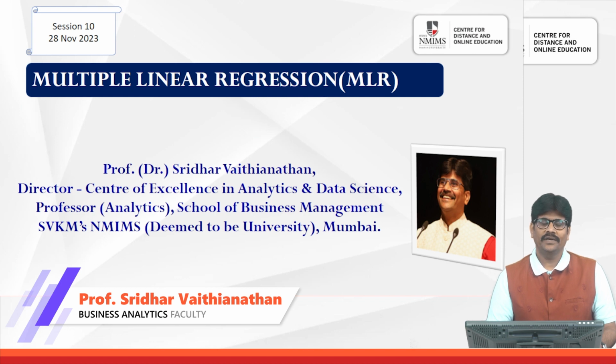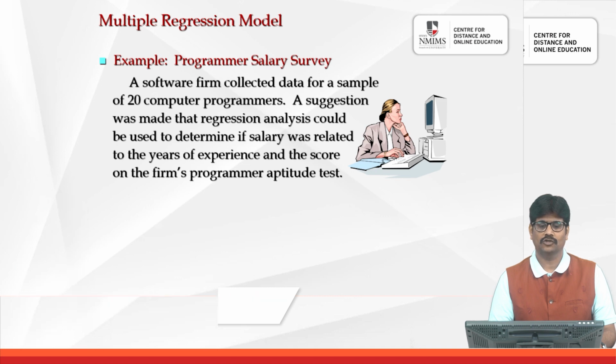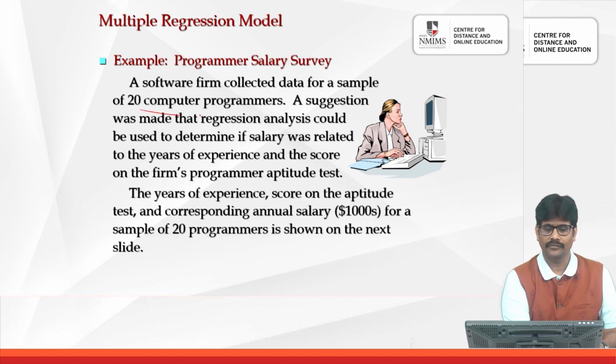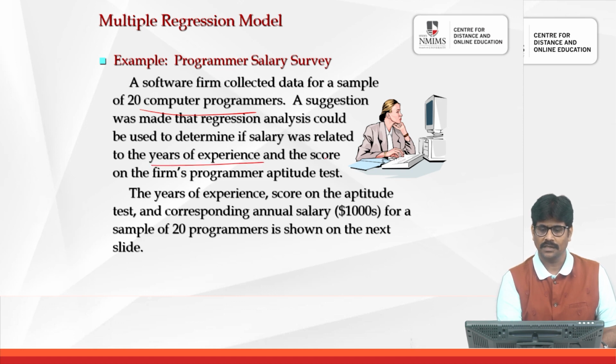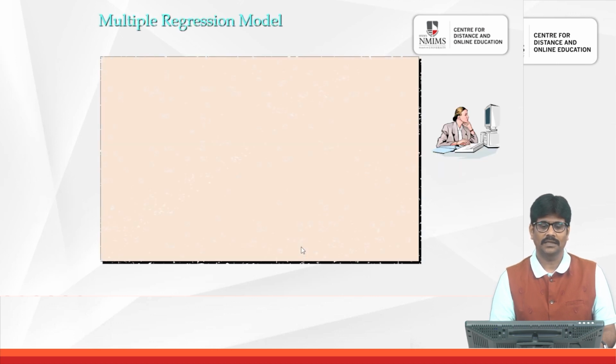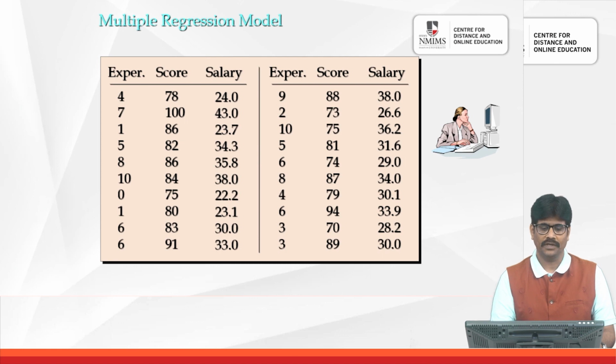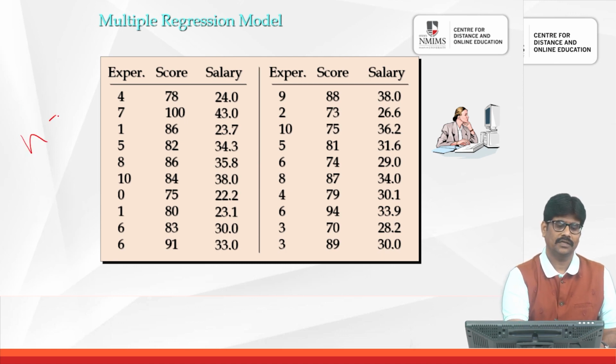Hi, we have been discussing multiple linear regression, and this is the example we have used. A software firm collected data on a sample of 20 computer programmers, and we have two independent variables, which are years of experience and the score on the firm's programmer aptitude test. Whether these two things affect your dependent variable, salary, was what we were testing. The years of experience, score on the aptitude test and the corresponding annual salary are given in the data set something like this. So, this is a snapshot of the data set, with a sample of n equal to 20.